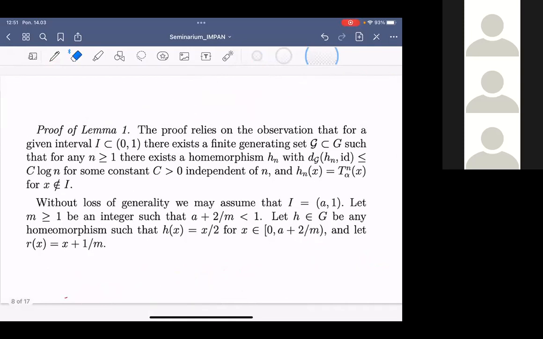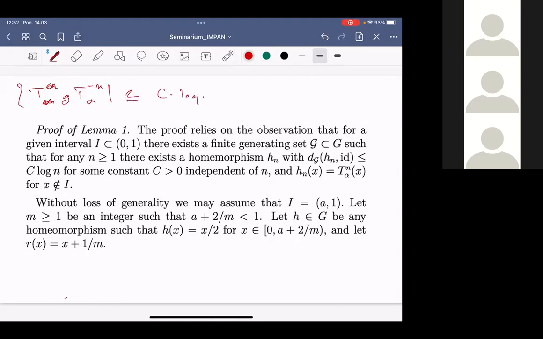We would like to prove that the length of this interval, T alpha minus N, here is alpha, here is N, will be less than some log over N. But G is either G-triv or a rotation.